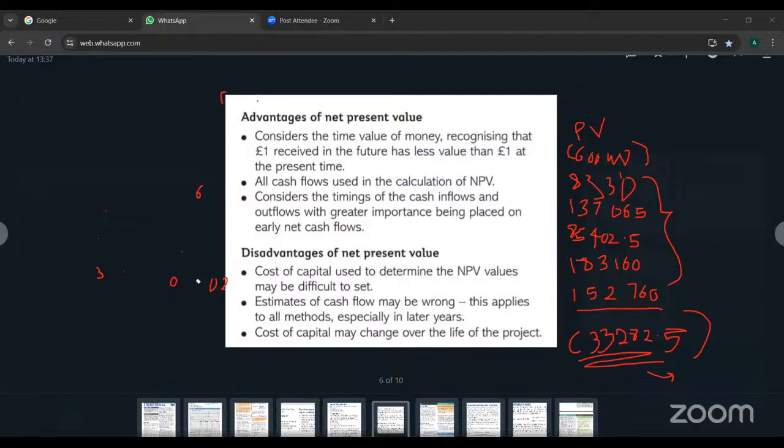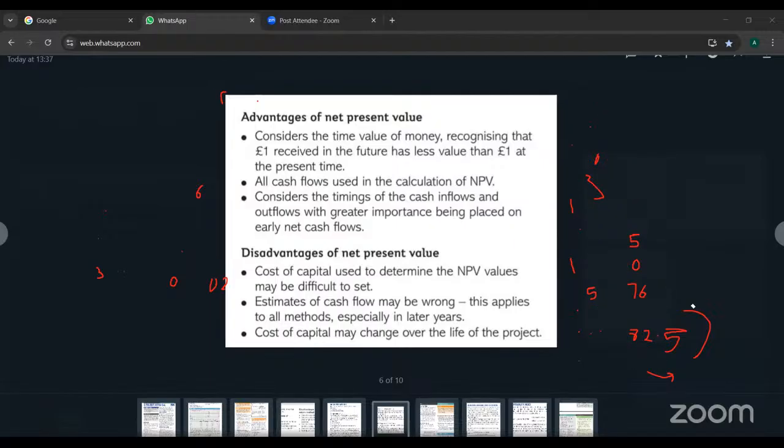Yes, okay. Now, advantages and disadvantages of net present value. First, the advantages. First one, it considers the time value of money, like I told you before, recognizing that £1 received in the future has less value than £1 at the present time. Second, all cash flows are used in the calculation of NPV. And next, it considers the timings of the cash inflows and outflows, with greater importance being placed on early net cash flows.